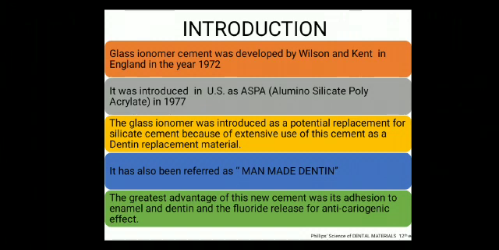Introduction: GIC was introduced by Wilson and Kent in England in the year 1972, and it was introduced in the US as aluminosilicate polyacrylate in 1977. GIC was introduced as a potential replacement for silicate cement because of extensive use of this cement as a dentine replacement material, and that's why it is also called man-made dentine. The greatest advantage of this new cement is the adhesion to enamel and dentine and the fluoride-releasing anti-carcinogenic effect.